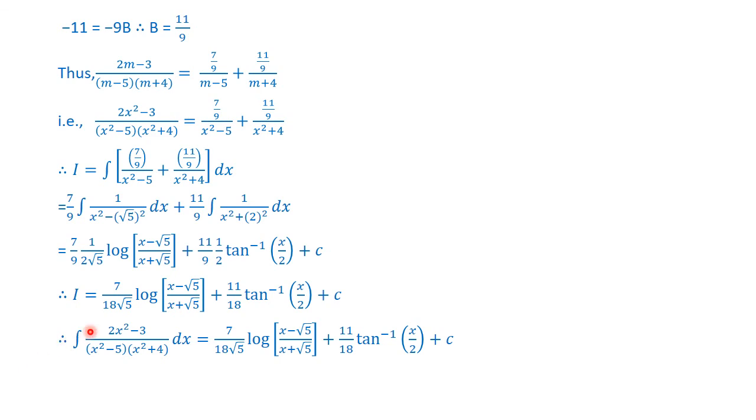Therefore, the integration of (2x² − 3)/((x² − 5)(x² + 4)) dx is equal to these terms plus the constant of integration c. So, students, whatever formulas we have seen in previous lectures are very important. You must remember all those formulas. Without those formulas, you can't solve the examples. Though we are studying partial fractions, we need the previous formulas again and again.